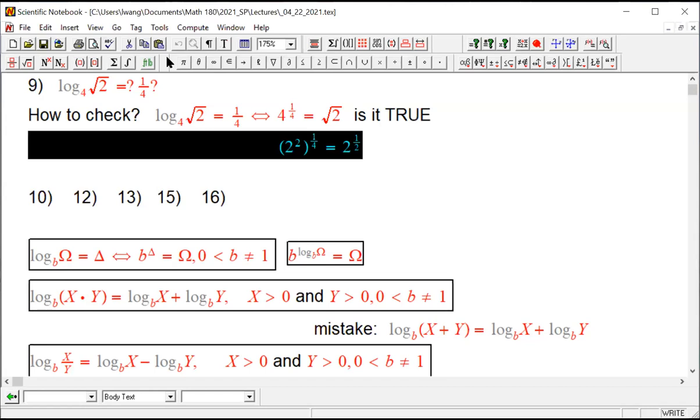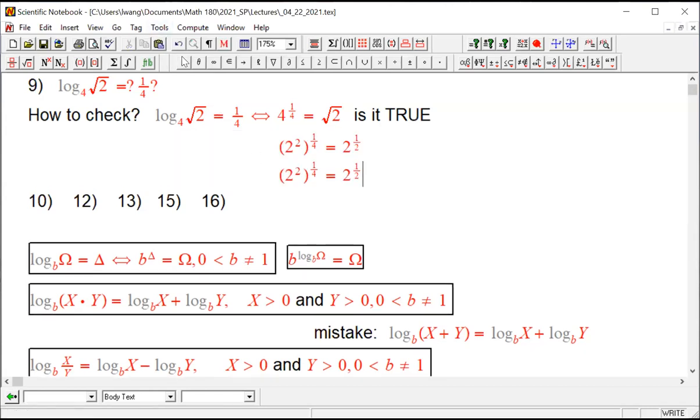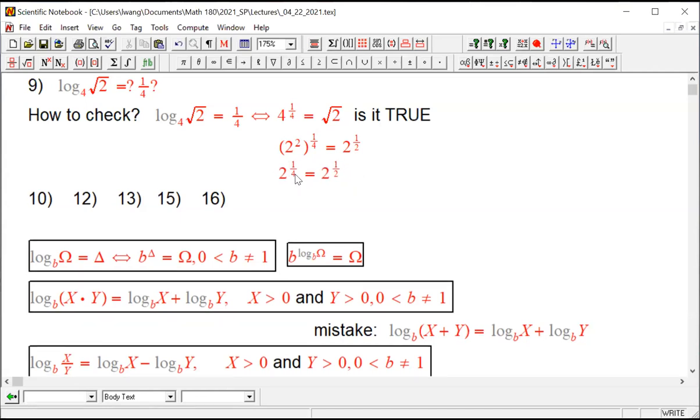And on the left-hand side, we multiply the power, 2 times 1/4. What do I get? I'm getting an identity, don't I? So this is going to be 2 to the 1/2. So did he get the right answer? Yay! Very good job. Excellent. So now we confirm this answer.